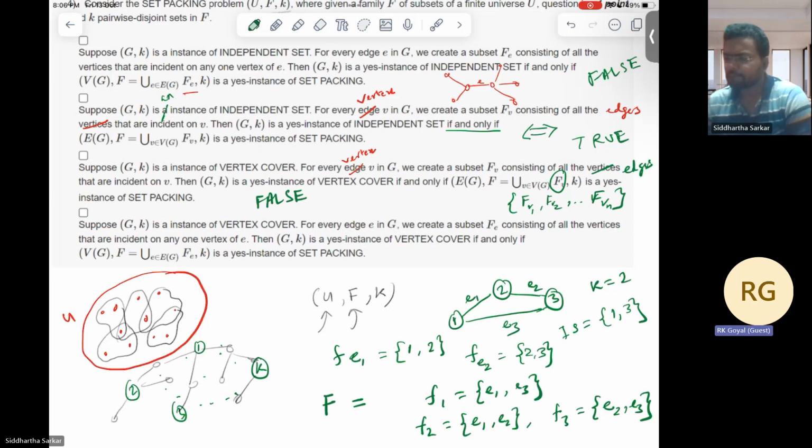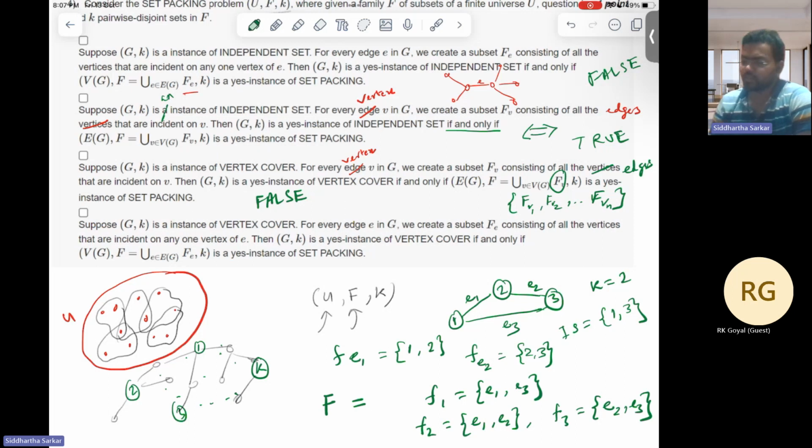So only the last option is remaining. It's six minutes over, but only the last option is remaining. This G has a vertex cover, and for every edge E in G, we create a subset consisting of all the vertices, this time vertices only, that are incident on any one vertex of E. So FE is a set of vertices corresponding to the edge: for every edge, the vertices which are incident to one of the endpoints.